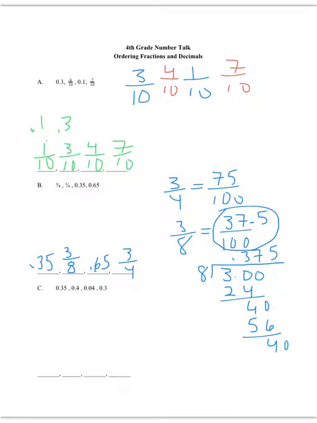Okay. Now, if we only have decimals to compare, like we do in problem C, the thing about decimals is make sure we're comparing the same values. Place value, as you already know, is very important. So the first one's 35 hundredths. Then we have 4/10. Then we have 4 hundredths. Then we have 3/10.